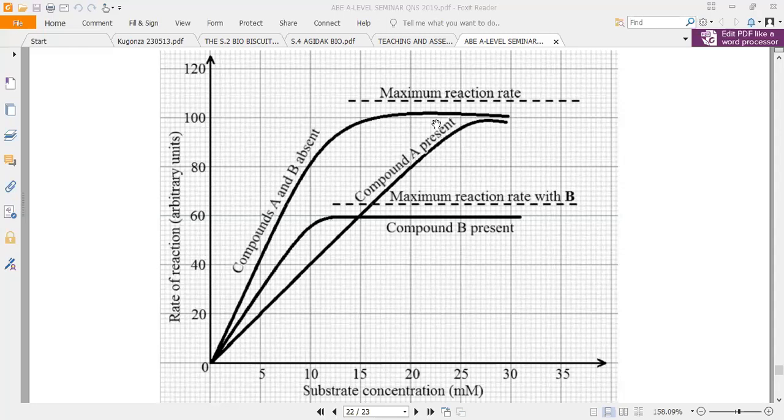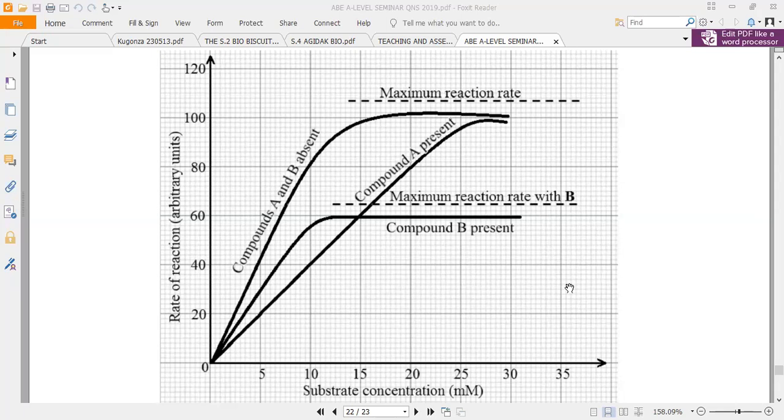The reason why I said that compound A is a competitive inhibitor is because the rate of reaction was reduced, but it was increasing gradually, and further increase in substrate concentration made it increase. Remember, a competitive inhibitor attaches itself, it has a complementary shape, or the same shape as the substrate. So it combines at the active site of the enzyme. But an increase in substrate concentration also increases the rate of reaction, since the substrate outcompetes the inhibitor for the active site, hence increasing the rate of reaction.